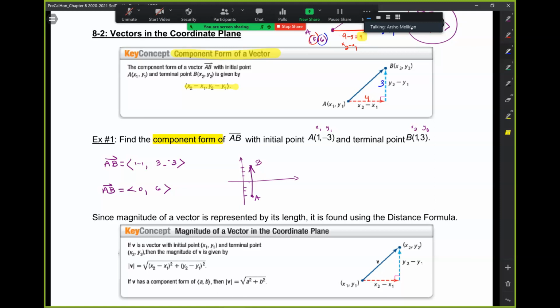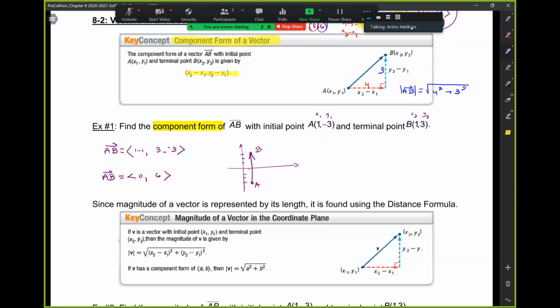Do you have to do inverse tangent? That would give you the angle. How would you find the hypotenuse of this triangle? Pythagorean theorem, right? So to find the magnitude of AB, I just do the square root of 4 squared plus 3 squared.